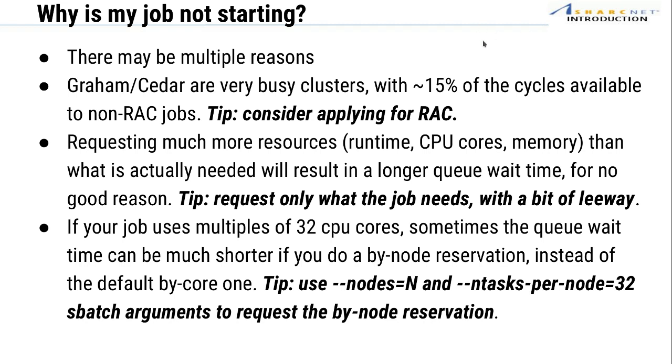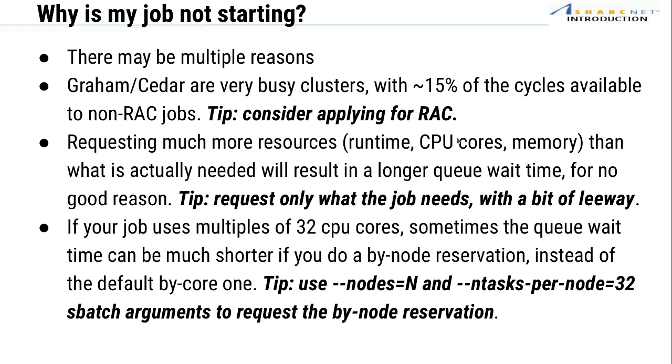Another critical point is that as the default user, you will only have access to roughly 15% of all the CPU cycles of our clusters. The bulk of cycles are all allocated on an annual basis. It's the so-called RAC process, research allocation competition.